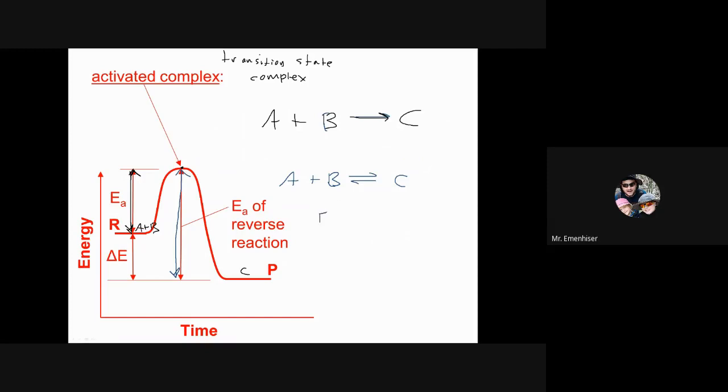And equilibrium is a state. I'm not spelling this right. My brain is not working.